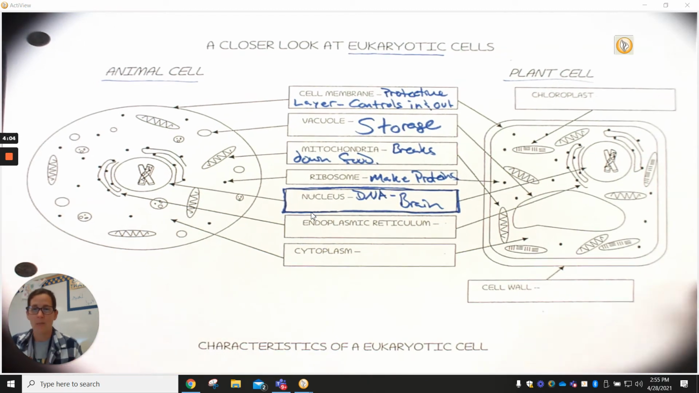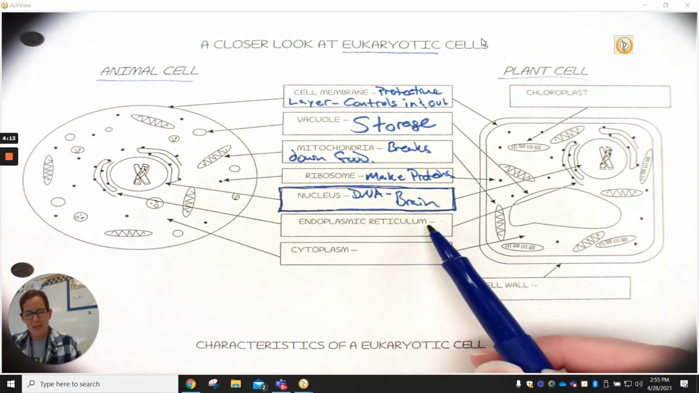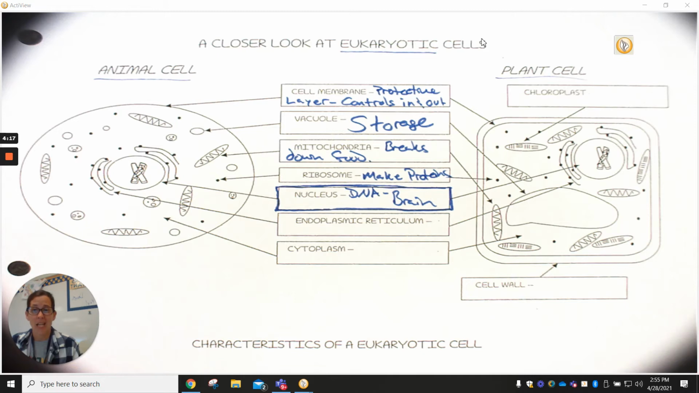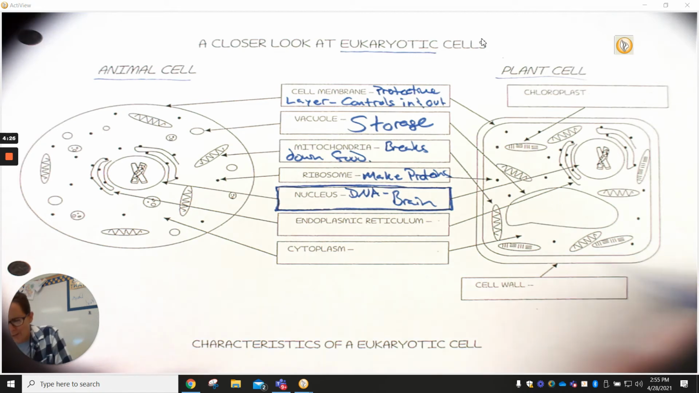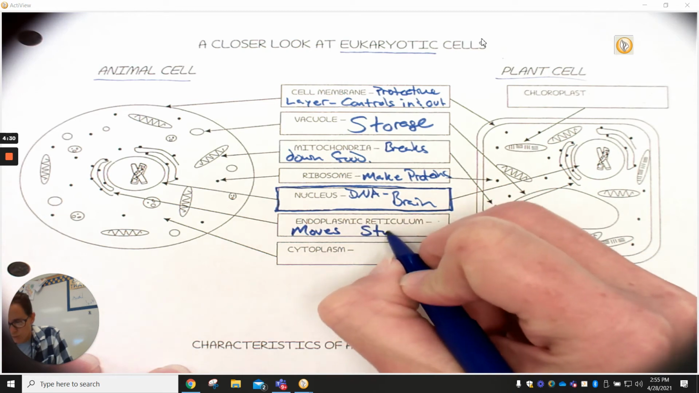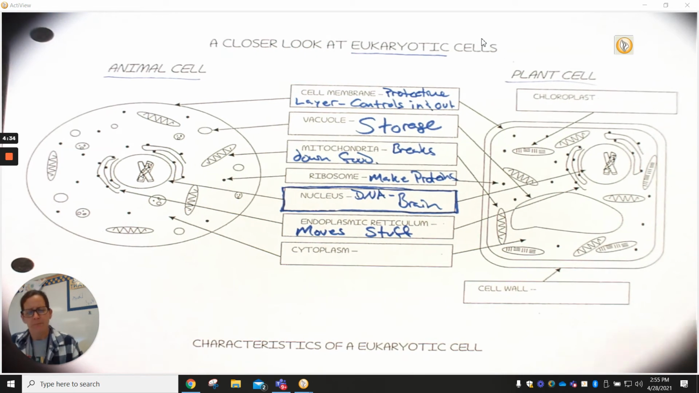Now the next one is one of my other favorites to say. I like to say mitochondria, and I also like to say endoplasmic reticulum. Endoplasmic reticulum. And really the super easy breakdown of what that does is it moves stuff. That's what the endoplasmic reticulum does in a cell. It moves materials around the cell. So I'm just going to write right here, moves stuff. That's all you really need to know about the endoplasmic reticulum.